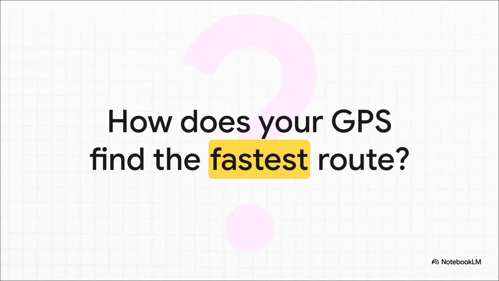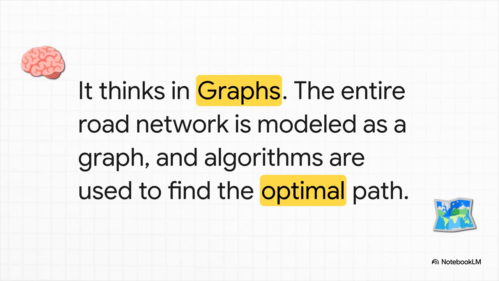So let me ask you something. Have you ever stopped to wonder how your phone can sift through millions of possible routes and find the absolute fastest one? Like, almost instantly? I mean, how does it do that? The answer is actually really elegant. It thinks in graphs. That's the secret.